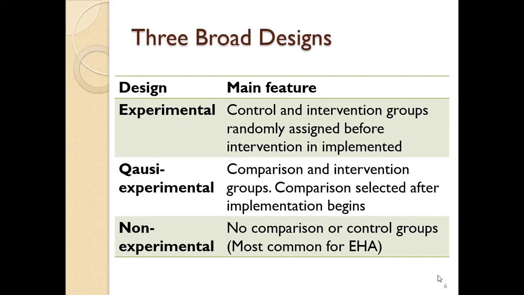So there are three broad designs. First, experimental, whereby control and intervention groups are randomly assigned before the intervention is implemented. Take an example: UNICEF can decide they want to test if food supply has an effect on reduction in malnutrition among children in refugee settings. So they can choose to do an RCT, a randomized control trial.